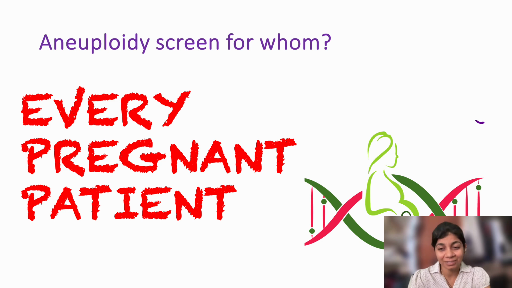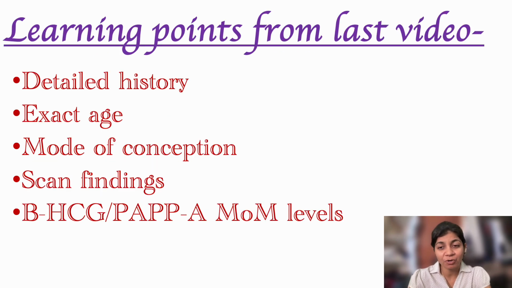The learning points from our last videos are: a detailed history is always to be taken whenever you are offering aneuploidy screening. Exact age has to be calculated. Mode of conception should be very much clear. Scan findings should be known. And before jumping on to the ratios, always look at the MoM levels of beta HCG, PAPP-A, as well as the scan findings.